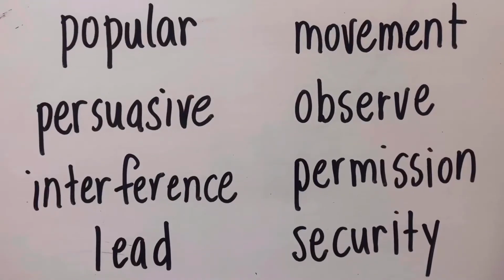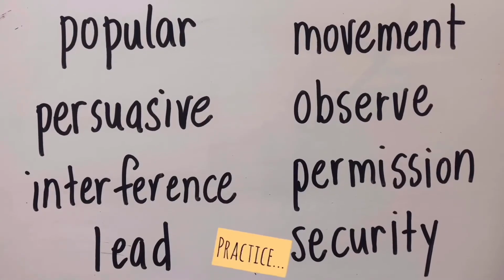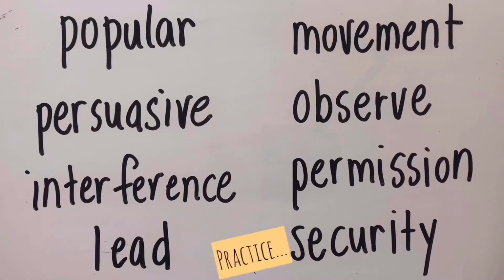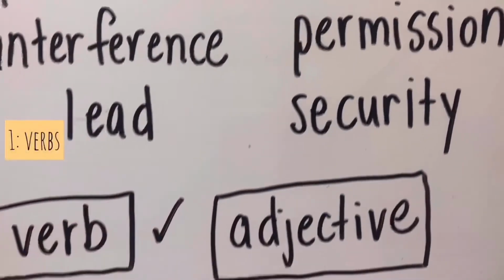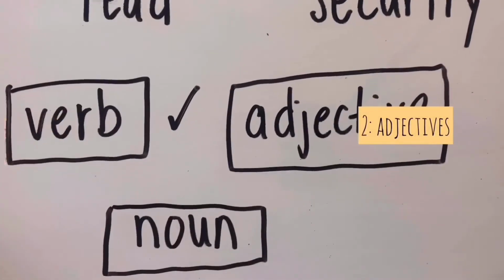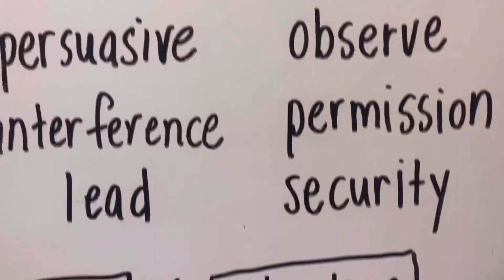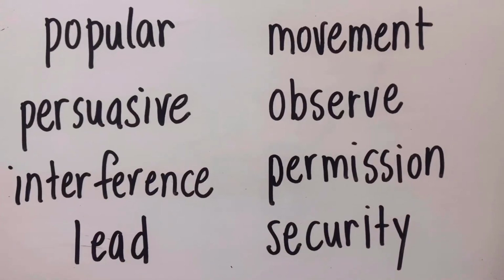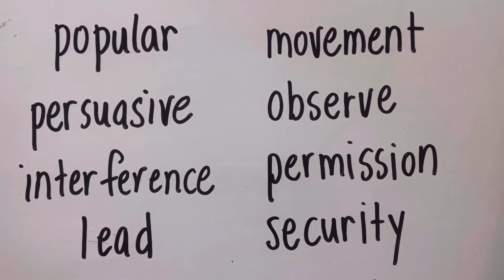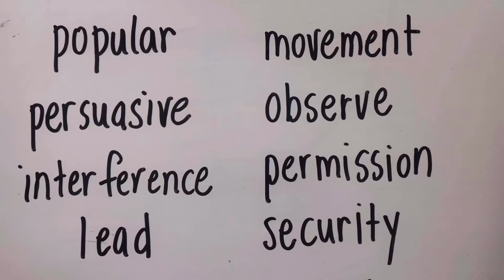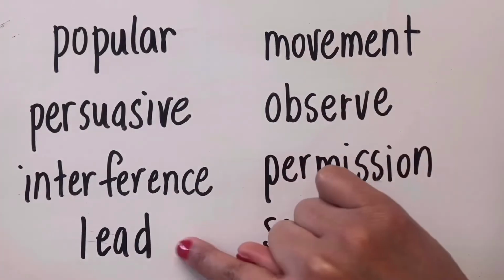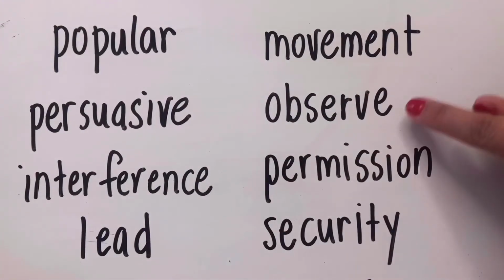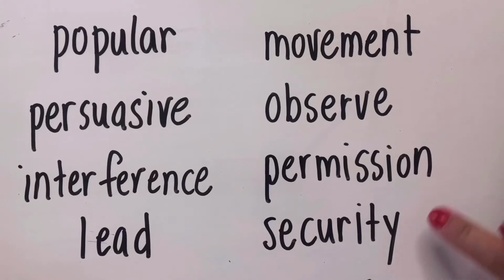So I will leave you with these words for practice. Take a look closely at the different variations of these words. What I'd like you to do is to first pick out the verbs, then the adjectives, and then the nouns. Based on what we learned today, there are clues in how a word is spelled that tell you if it's a noun, an adjective, or just a verb. You have the words popular, persuasive, interference, lead, movement, observe, permission, and security.